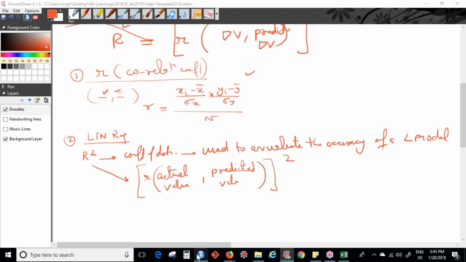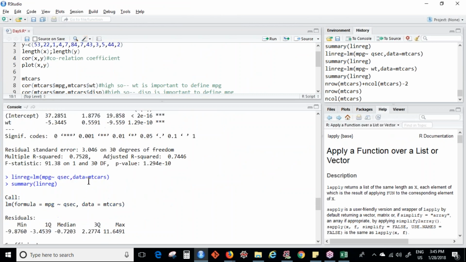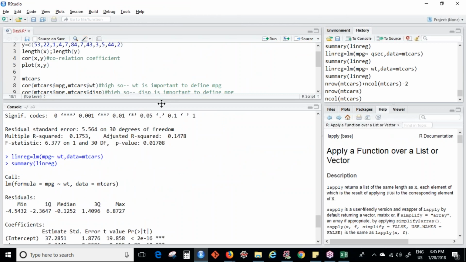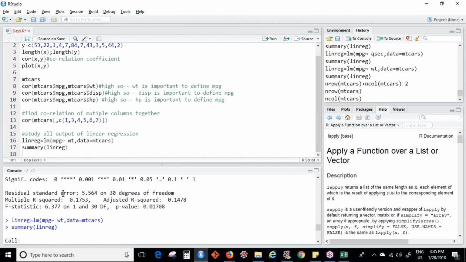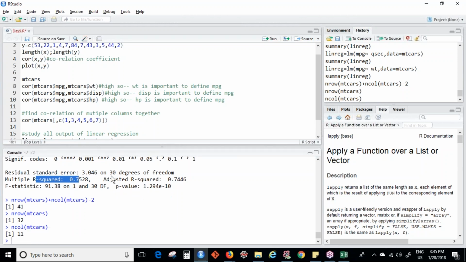Let me just show you that this is equal to that. This you can get in your R output itself. See, this is where I'm getting this. This is your R squared value, 0.7528. So if I find the correlation between my actual and my predicted values, what should I get?